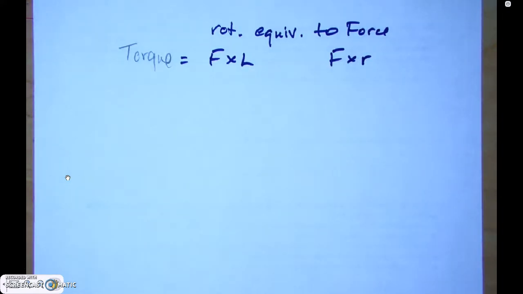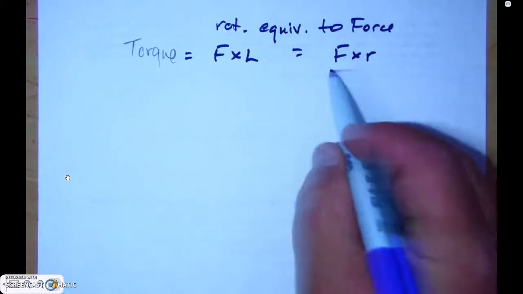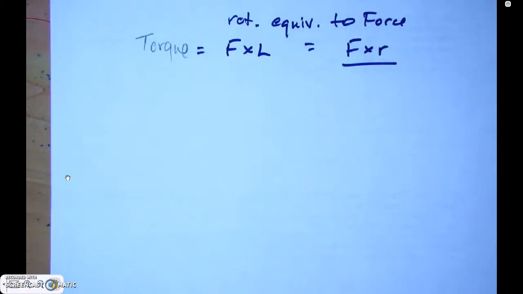At some point in time you talk about cross products and stuff like that as you go farther, but you can really write it either way. I'll probably try and write it that way as much as anything. But the force times L for lever arm kind of makes sense.